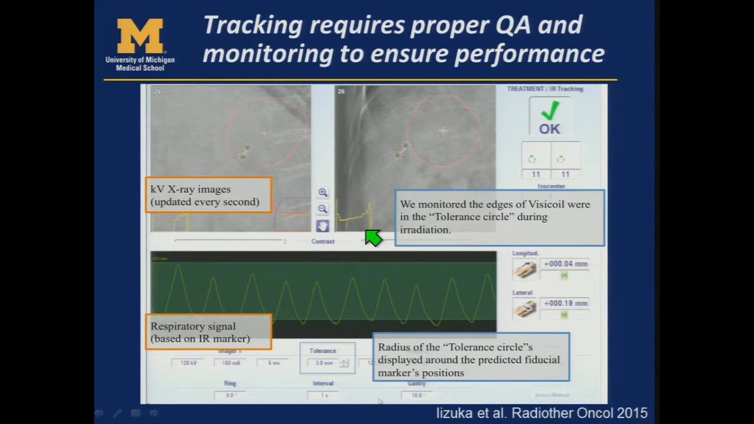Tracking, of course, requires proper QA and monitoring to ensure performance. This is an example of their workflow here. KV X-ray images are updated every second, monitoring the edges of their marker to make sure they're within tolerance, and then also monitoring the patient's respiratory signal.